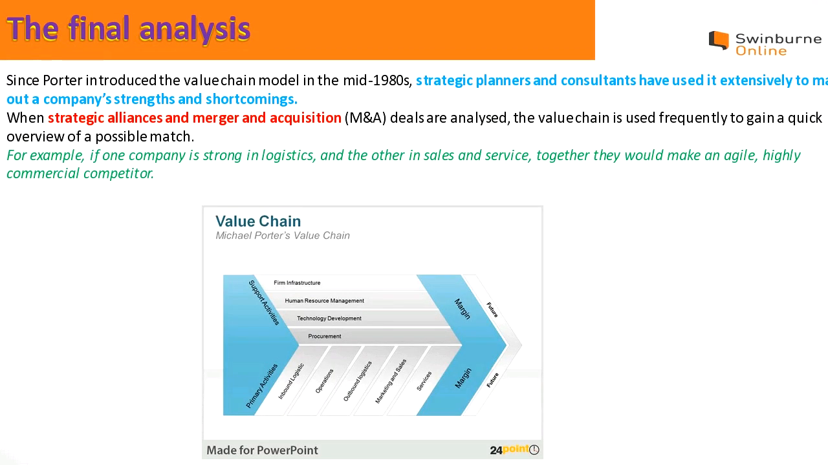All right, well, since he introduced this model in the mid-80s, it's been extensively used to map companies' strengths and shortcomings by strategic planners. And when strategic alliances and merger and acquisition deals are analyzed, they often use the value chain. So you might, if you haven't already, well come across it or a variation of it at work. An example might be if one company in the merger is strong in logistics and the other in sales and services, then once merged, they'd make an agile, highly commercial competitor. So you might seek out partners that compensate for weaknesses in your value chain.